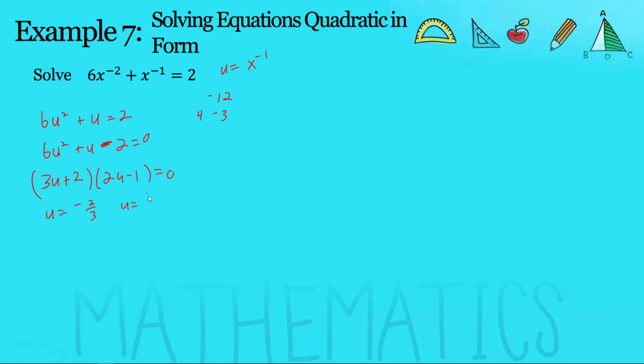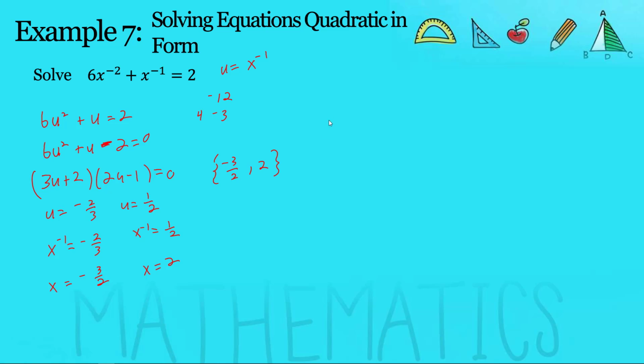Okay, now we need to substitute this back into x. So we know that u is equal to x to the negative 1 power. That means that x to the negative 1 power is equal to negative 2/3, and therefore x is equal to negative 3/2. Similarly, 1 over x is equal to 1/2, and therefore x is equal to 2. And these are our two solutions.